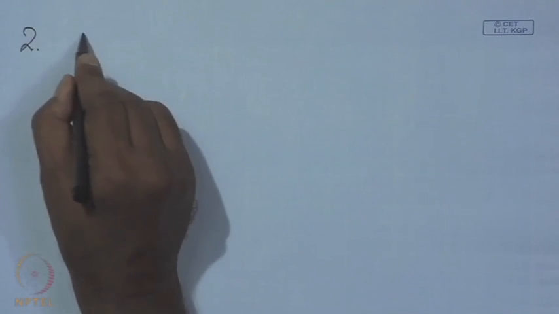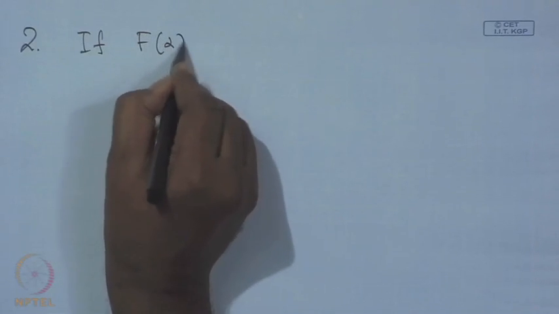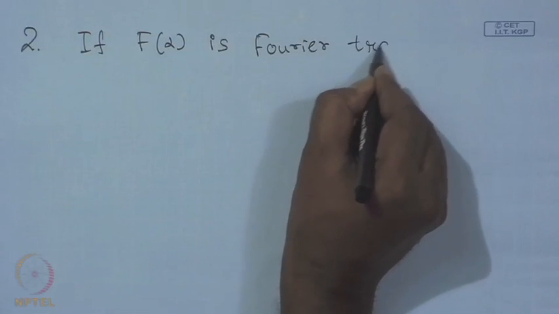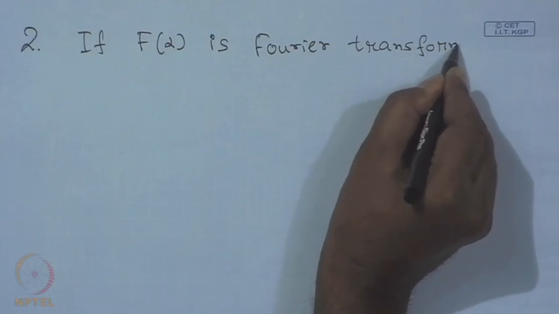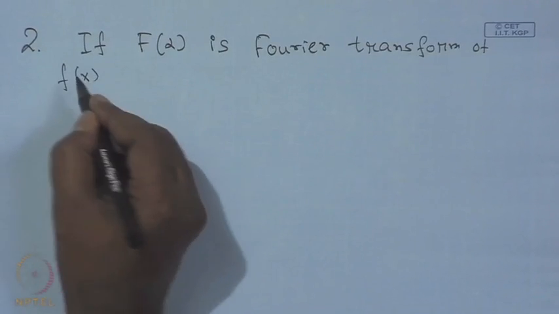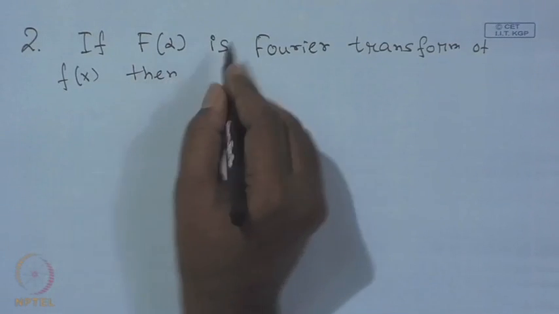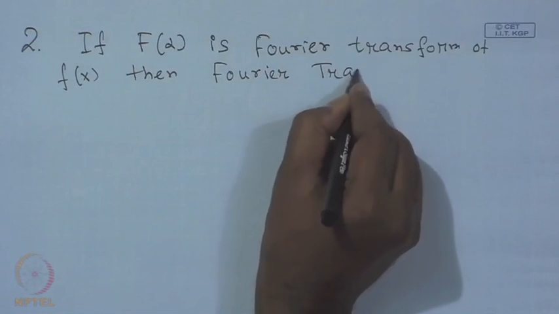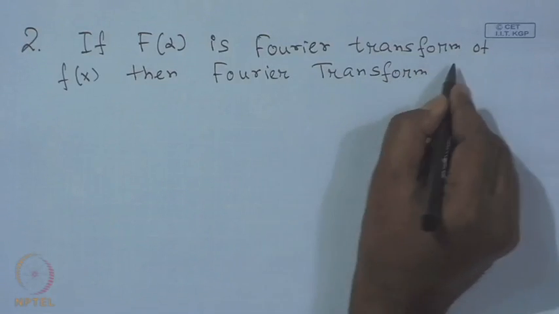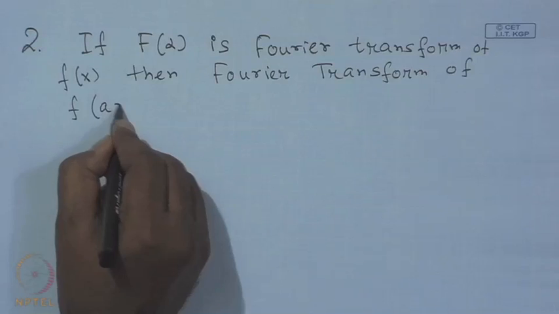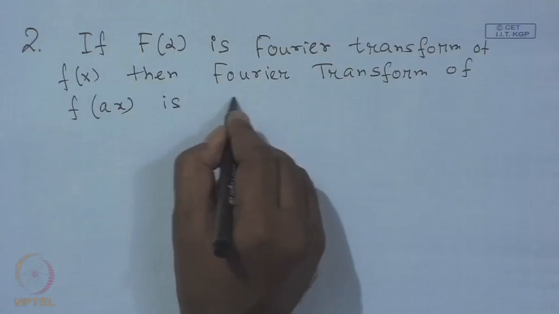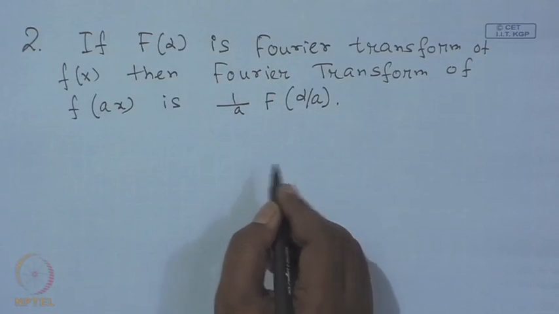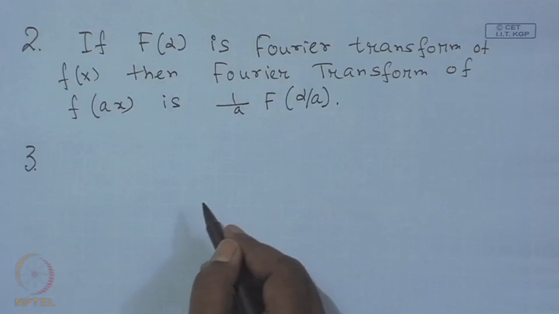The second property is that if F(alpha) is the Fourier transform of f(x), then the Fourier transform of f(ax) is 1 over a times F(alpha by a). Okay. We look into the third property.